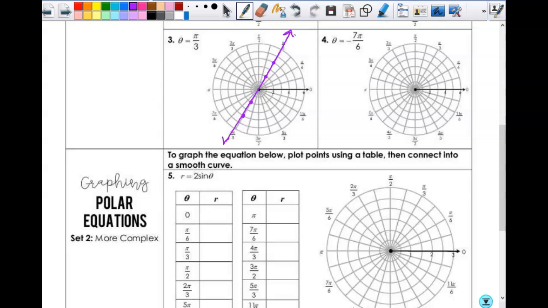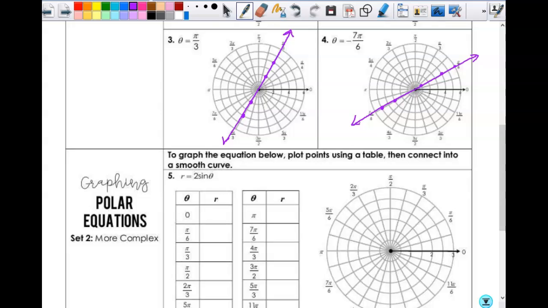Got theta equals negative 7 pi over 6. So I'm going to go to negative 7 pi over 6, and my radius can be anything, even a negative radius. So once again, I get a line that goes through negative 7 pi over 6. Okay? So if you have just an r or just a theta, it's either a circle or a line, and you've got to make sure you know which is which.